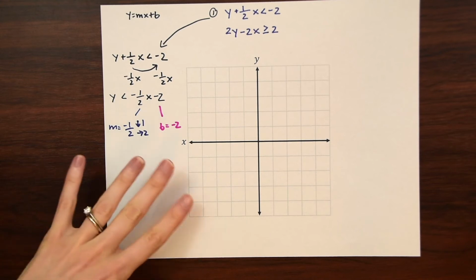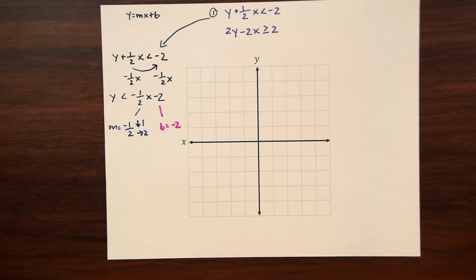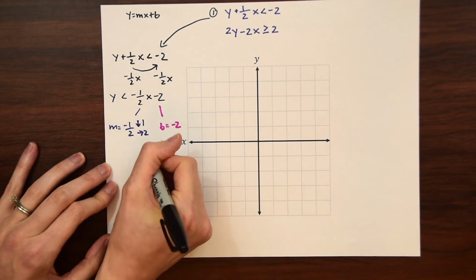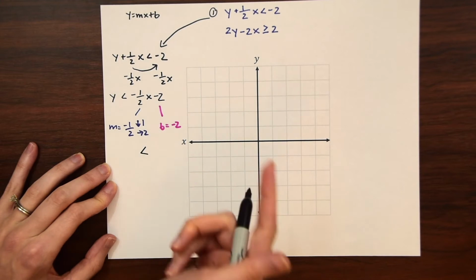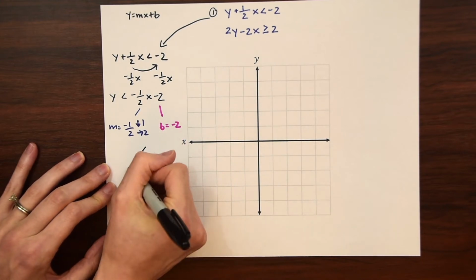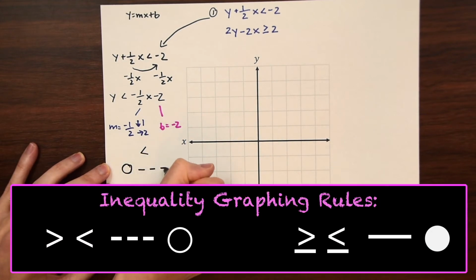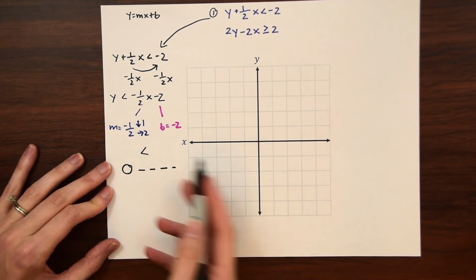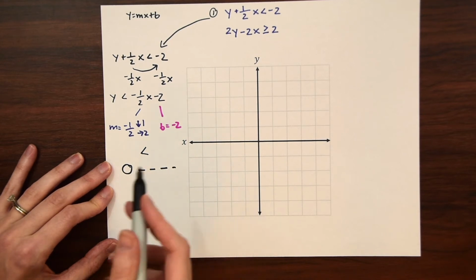Now that we have the slope and the y-intercept, before we get ahead of ourselves, we want to make sure we're using the right inequality rule. Since we have this less than sign in this inequality here, because of that less than sign, we're going to be using an open circle and a dotted line when we graph it. So now we can go back and look at our rules with the slope and the y-intercept and graph this using open circles and a dotted line.